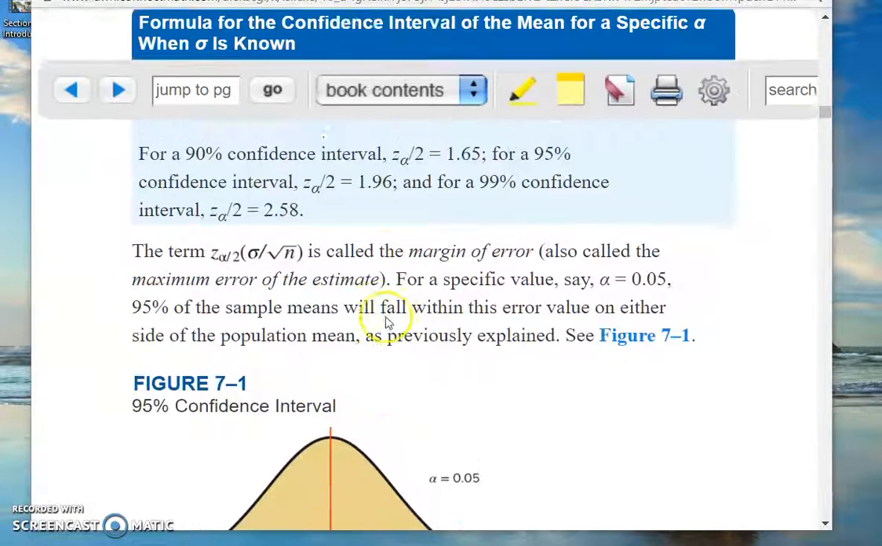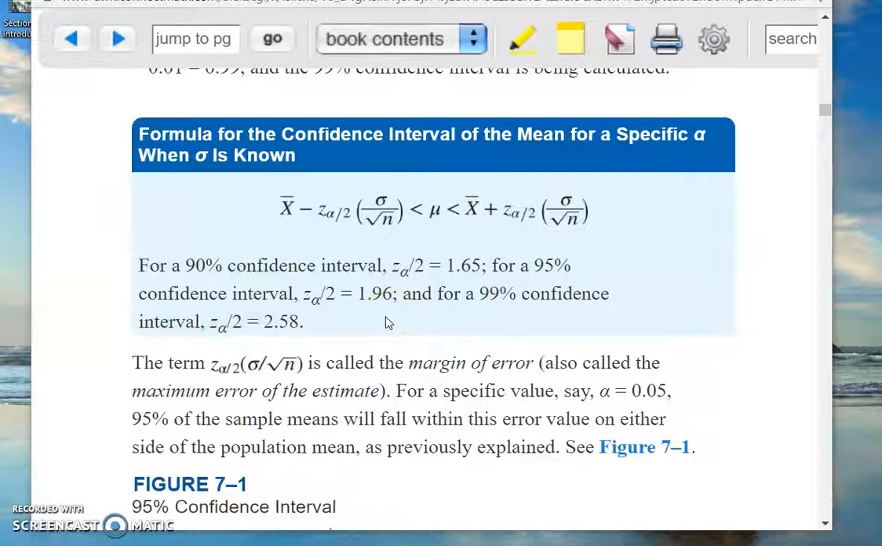So the typical scenario is you'd say, well, the average age here is 22 years old plus or minus 1 year, so that your margin of error is 1 year. That's kind of an easy way of thinking about it. It's plus or minus a certain amount. How much do you think you're wrong? And how confident you are is the confidence level.